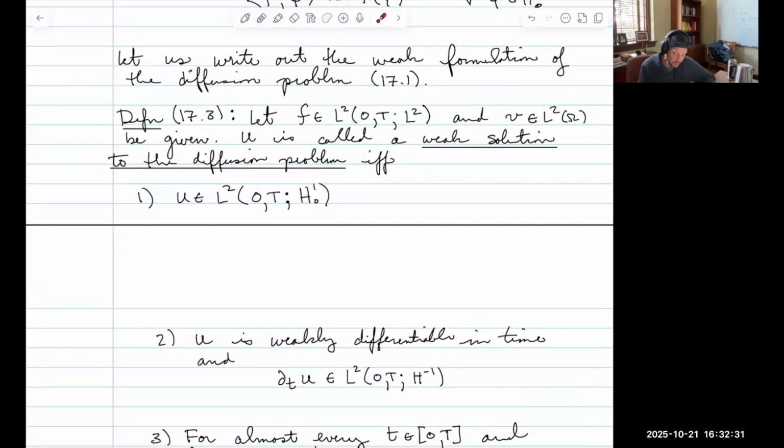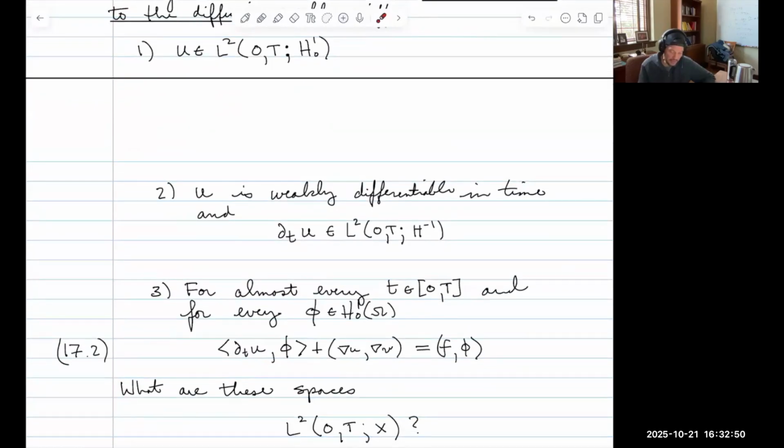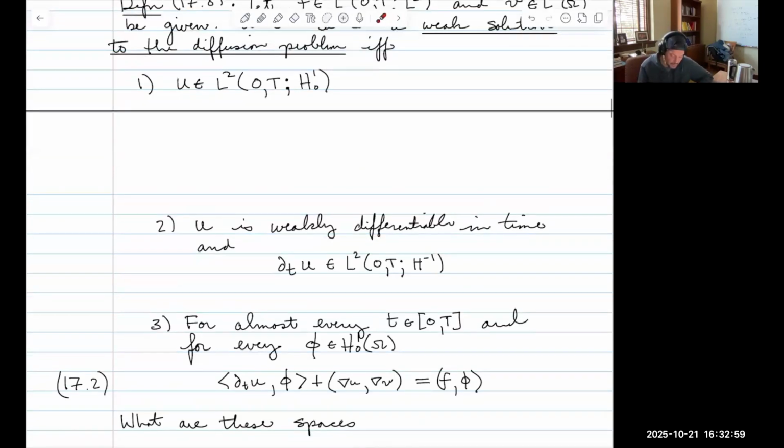Okay, so if and only if, number one, it has to be in this function class L2(0,T; H01), and I'm going to define what these spaces mean in just a minute. So for now, you can just think nice function spaces. Number two, u is a weakly differentiable function in time. Fine, you know what a weak derivative is. So we're just looking at the weak partial in time. But its weak derivative in time lives in a different space than the function u itself. We're going to say that this function has to live in this space, L2(0,T; H minus 1).